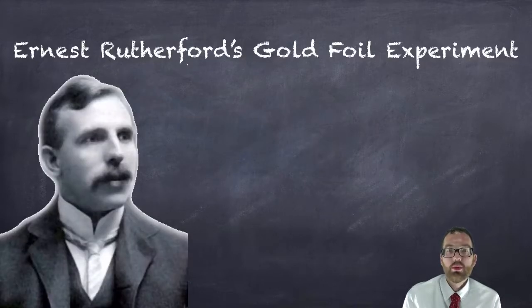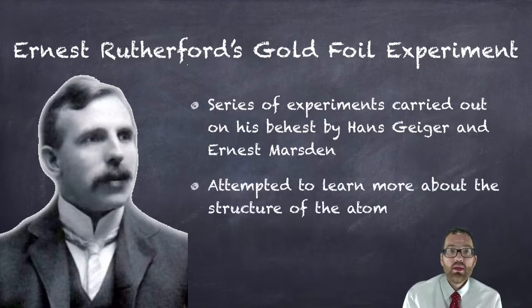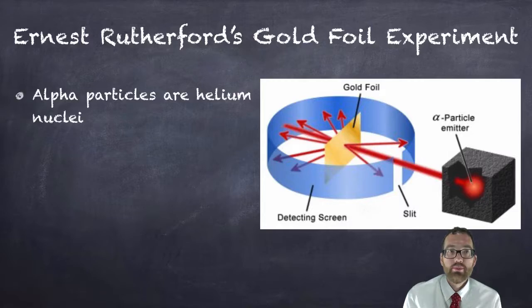So how we know the location of some of those particles is thanks to this man, Ernest Rutherford, and his famous gold foil experiment. It was actually a series of experiments that were carried out on his behest. He didn't actually do the experiments, but he was in charge of the lab that did them. He and his co-workers were attempting to learn more about the structure of the atom. Here's how they did it.